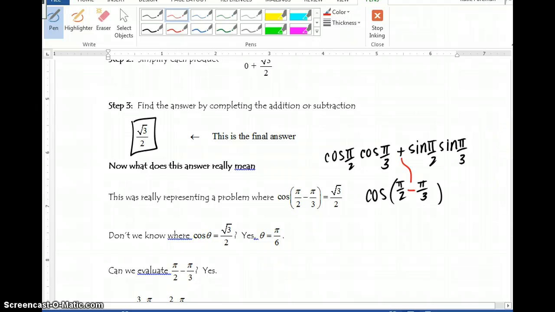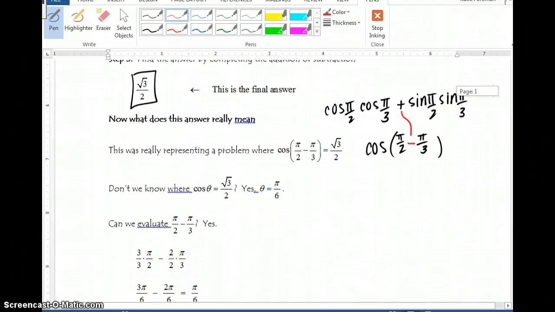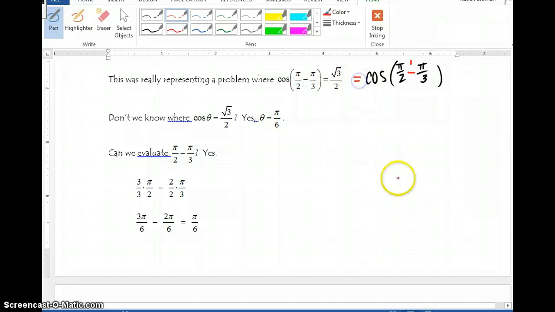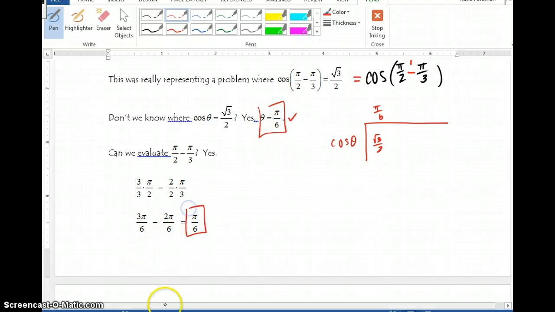Alright, so we just check square root of 3 over 2. If I wrote it as a difference, that's what it would look like. Cosine of pi over 2 minus pi over 3. Do we know where cosine equals square root of 3 over 2? From our exact value chart, cosine is equal to square root of 3 over 2 up at pi over 6. So we have that as well. And then check it according to the formula. Pi over 2 minus pi over 3, getting a common denominator of 6. It verifies that theta is equal to pi over 6.